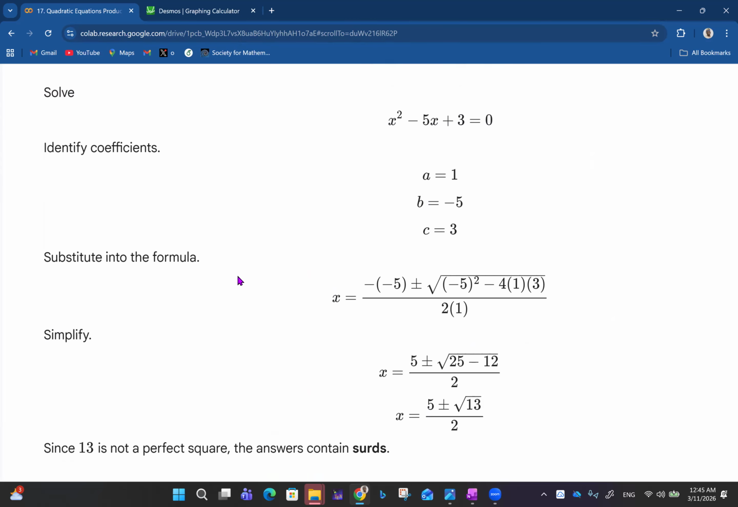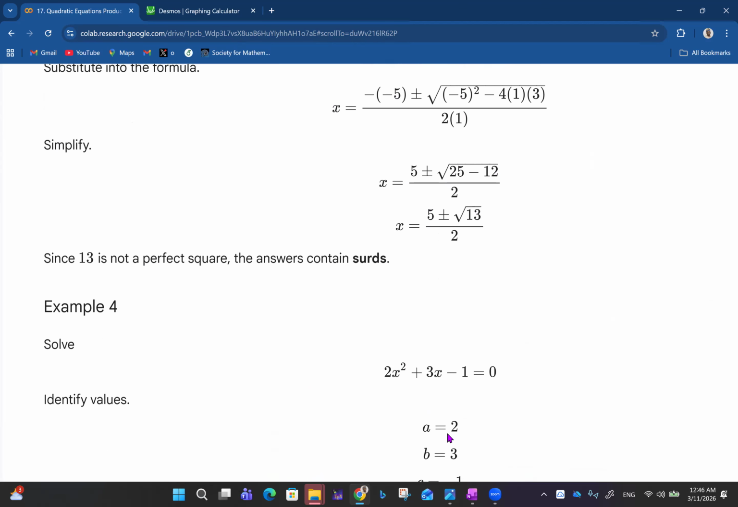So if you substitute in the formula, you have minus minus 5 plus or minus square root of minus 5 squared minus 4 times 1 times 3, all over 2 times 1. That'll be 5 plus or minus square root of 25 minus 12 all over 2. So x is 5 plus or minus root 13 all over 2. Since 13 is not a perfect square, the answers contain surds.